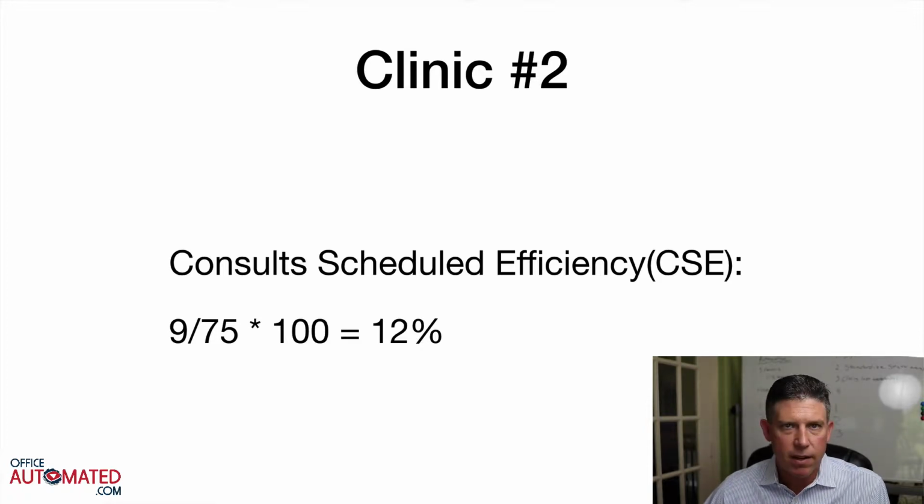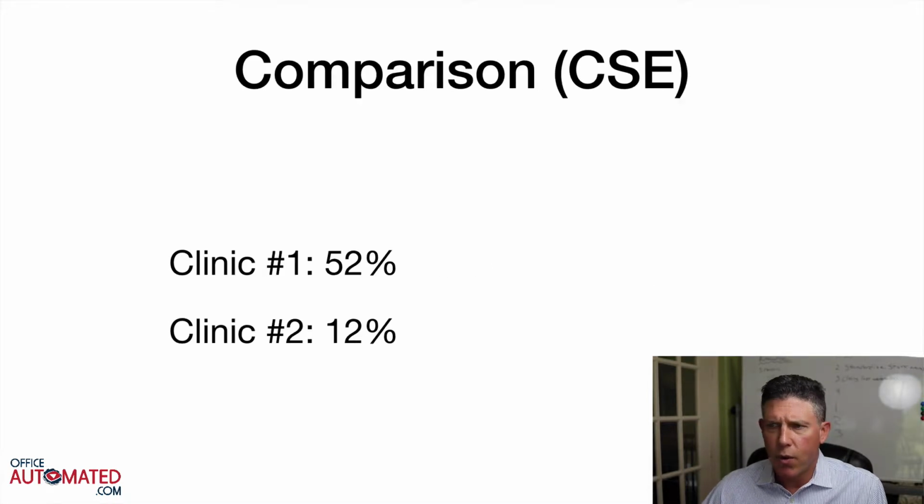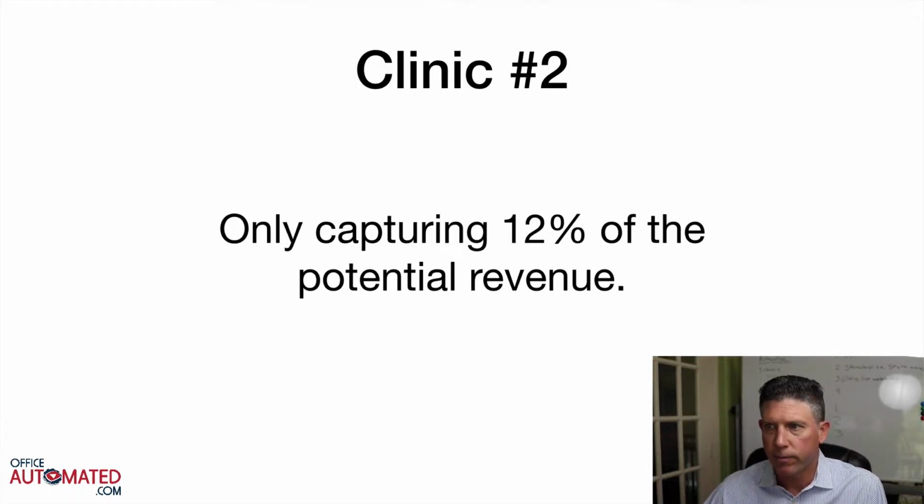That's 9 divided by 75 total leads times 100. That's 12%. That is literally 1/4 of the percentage of the other location. And that's how we can quadruple the revenue based on the standard set by the other clinic. That's where that came from. So 52% for clinic number 1 of this consult scheduled efficiency compared to 12% for clinic number 2. Okay, and so clinic number 2 is only capturing 12% of the potential revenue because, as I said, the lead revenue ratio is interchangeable with the consult scheduled efficiency ratio, or that percentage, essentially.